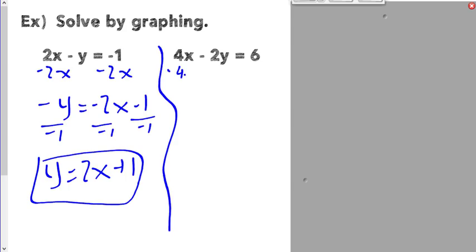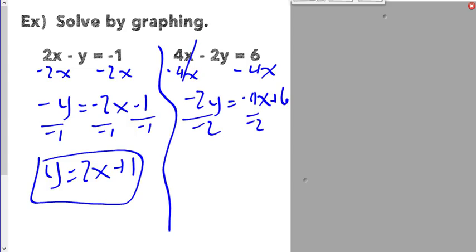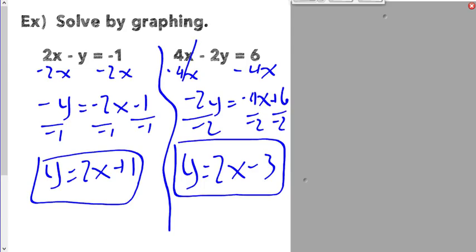Next, I would want to subtract 4x, subtract 4x. I've got negative 2y equals negative 4x plus 6. Divide by negative 2 across the board. And I've got that y equals 2x minus 3. So there's my other equation in slope-intercept form.